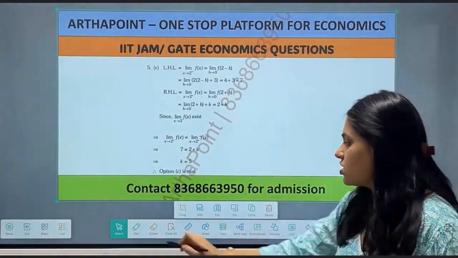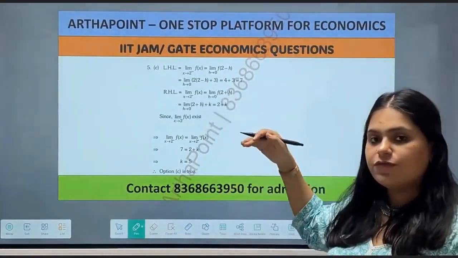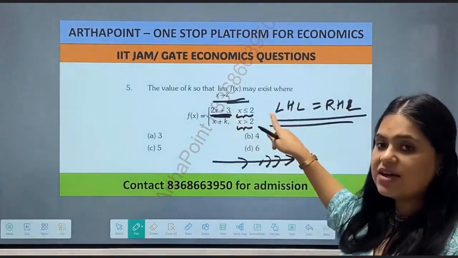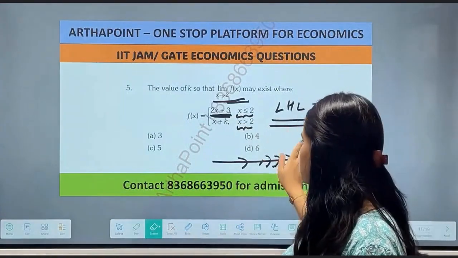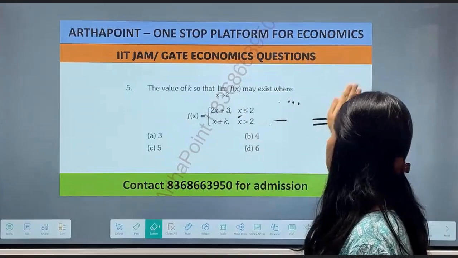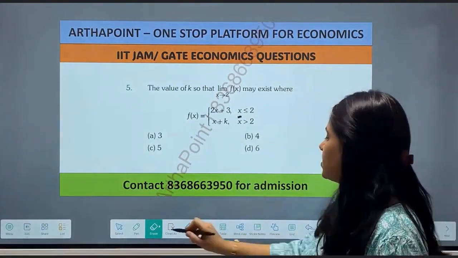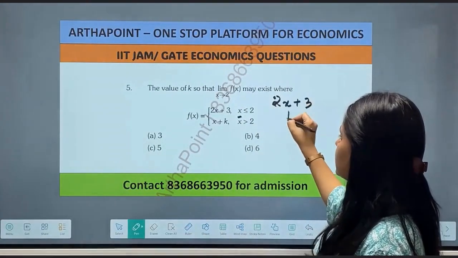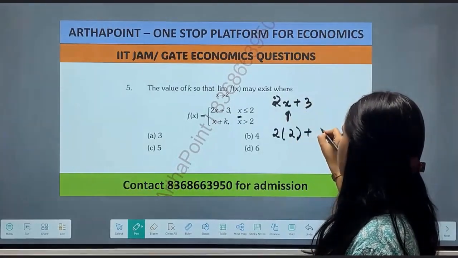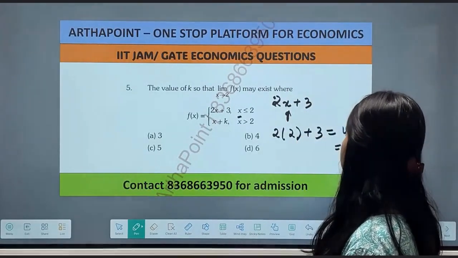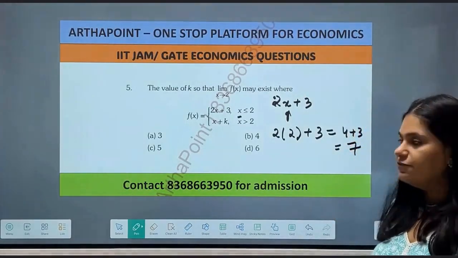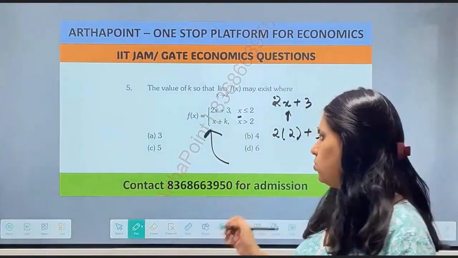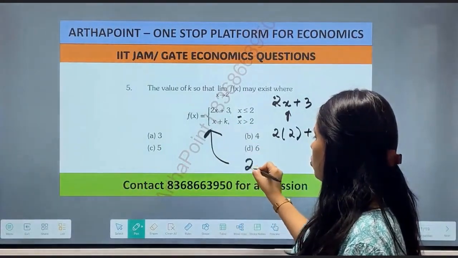Okay, beta. So start. When I approach my function from anything less than 2, then my function that I have is 2x plus 3. So what happens when I put it from this side? Beta, 2x plus 3. I am putting x as 2, so I will get 2 into 2 plus 3. So it will be 4 plus 3, that means 7. When I put 2 in this side of the function, because left hand and right hand have to be equal, what will I get? Instead of x, put 2, 2 plus k.